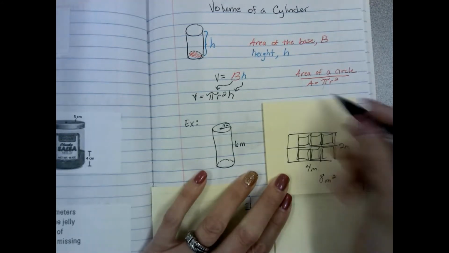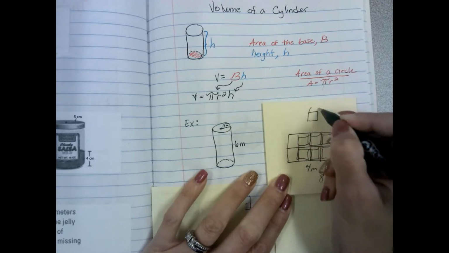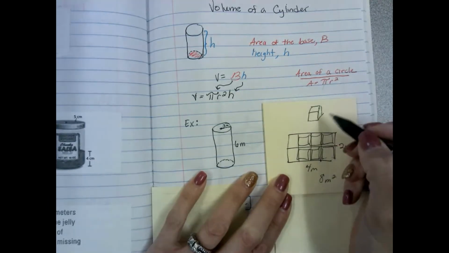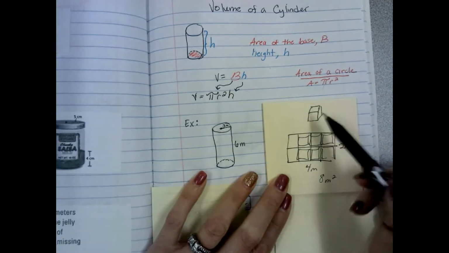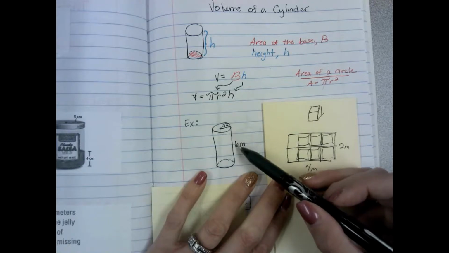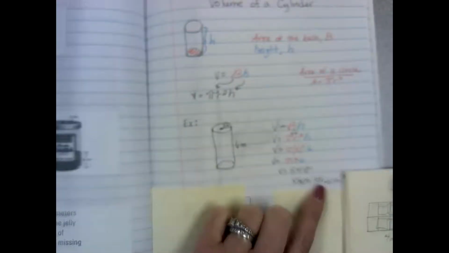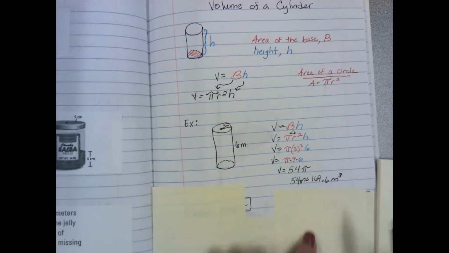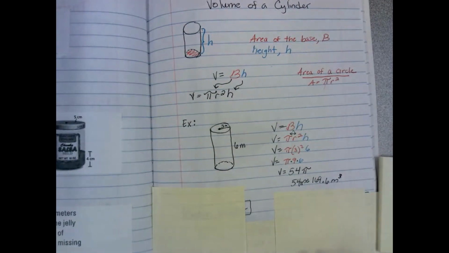Volume, we're talking about how many unit cubes, whatever the unit might be, we can put inside of an object. So how many of these cubes would it take to fill this cylinder? It would take 169.6 of those cubic meters. That's why our volume is going to be cubed.